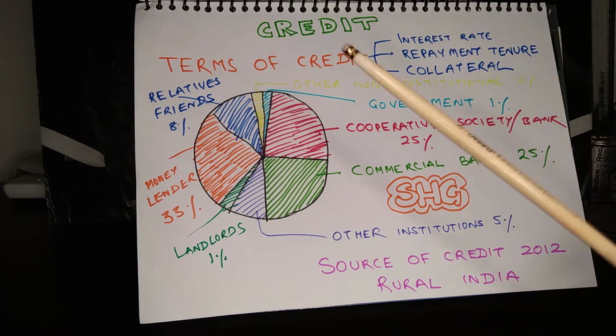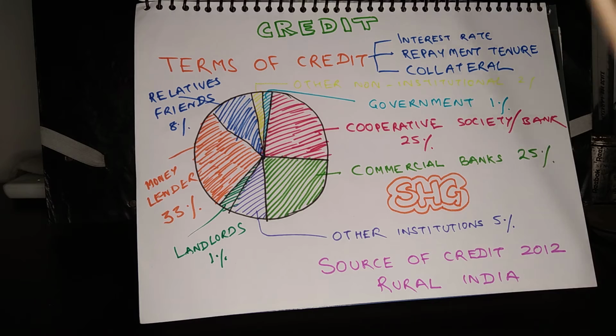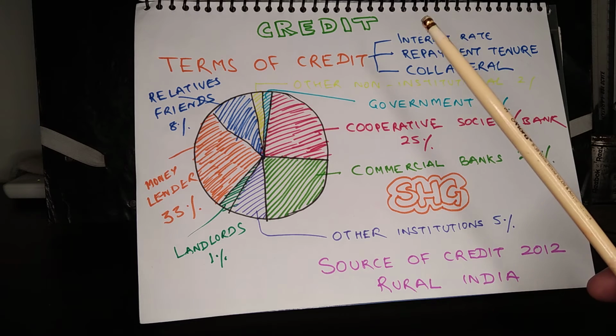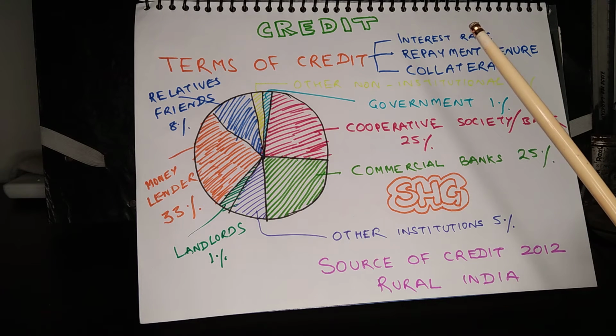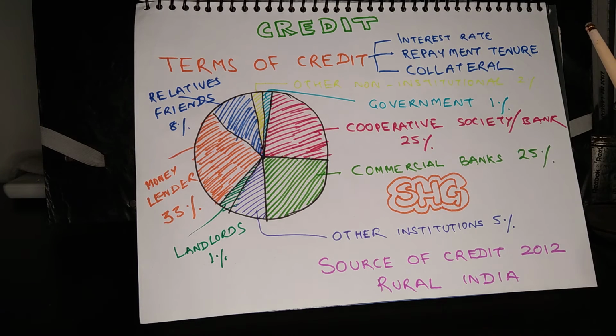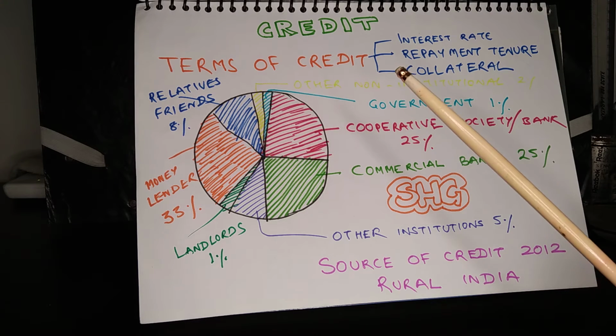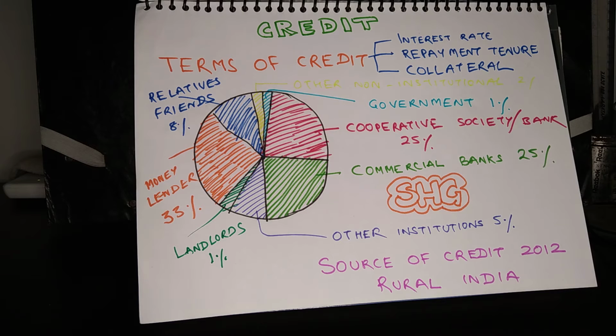Interest rate is the rate of interest which the bank is going to charge. It varies. For example, nowadays for a housing loan it is around 6% per annum. For a car loan it is around 9% per annum. If you are asking for a personal loan, it can be around 12% per annum.